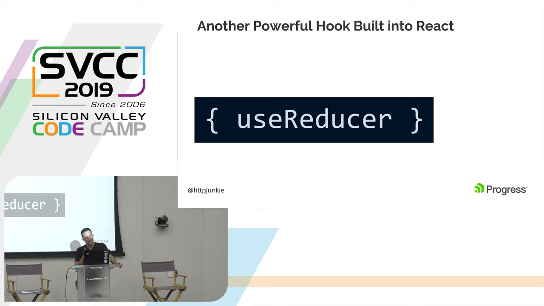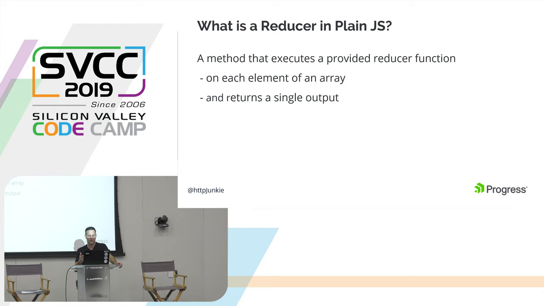So my favorite hook of all is an alternative to useState. It's called useReducer. My demo is going to have a lot of stuff in it, and we've got a lot of time, so it'll be very nice to go through an entire application and see how everything's set up and see how I'm using hooks in many different ways. But let's talk about useReducer first.